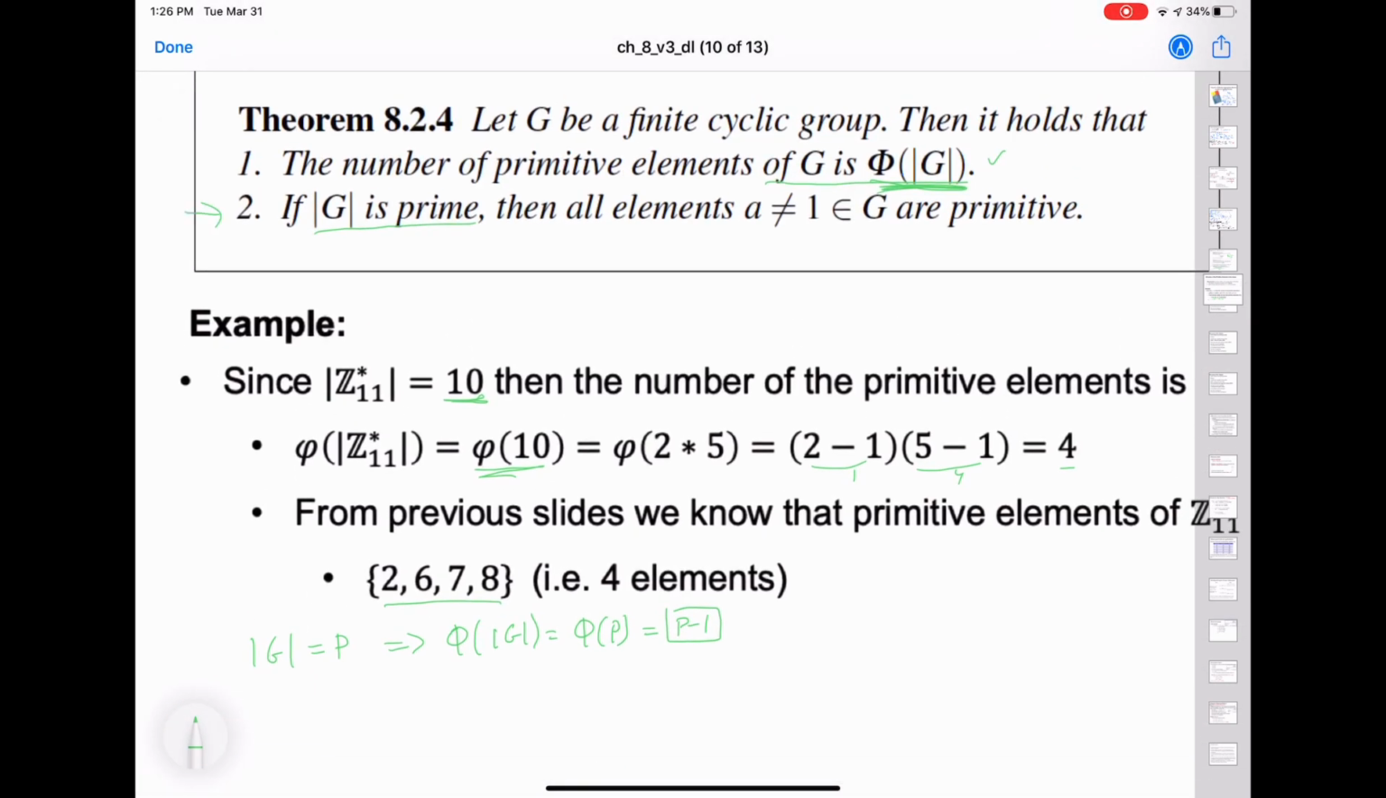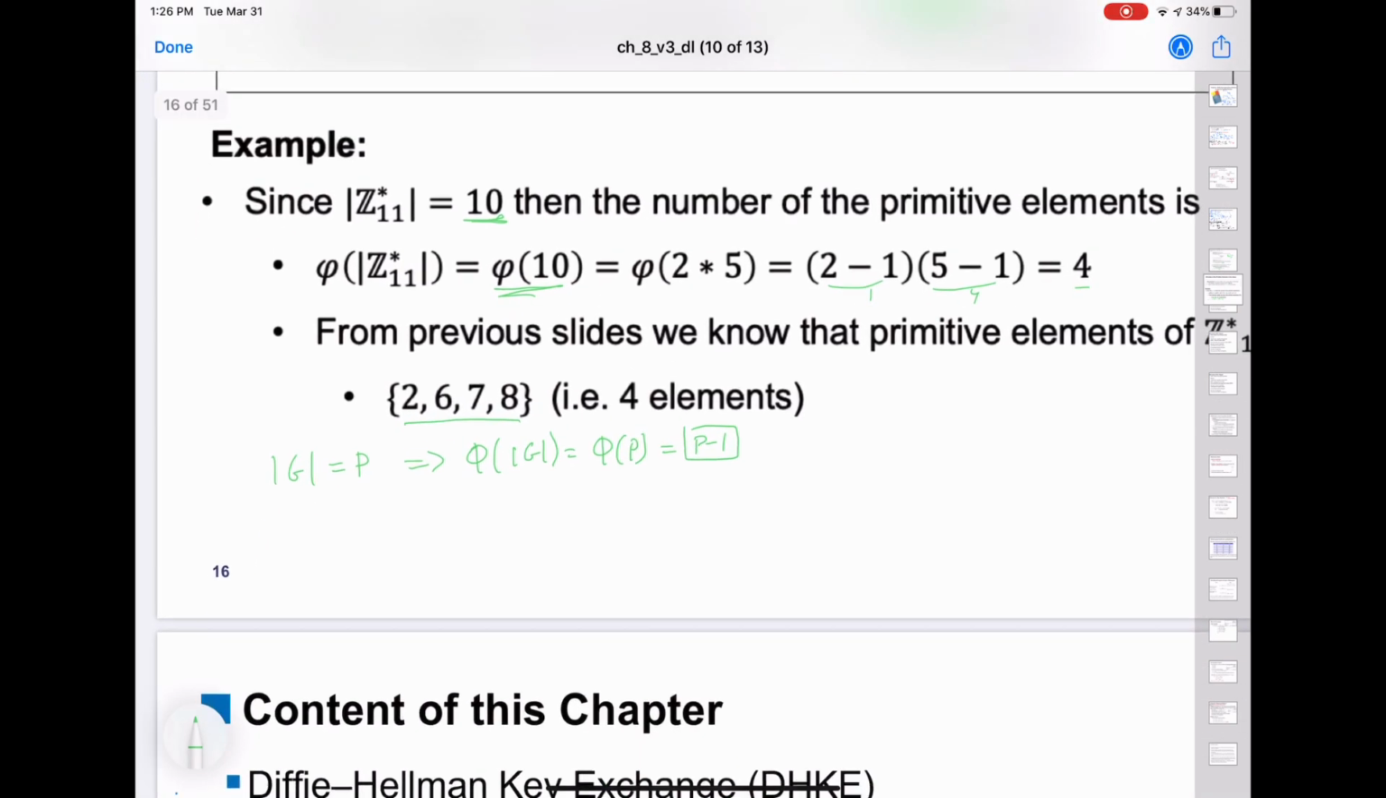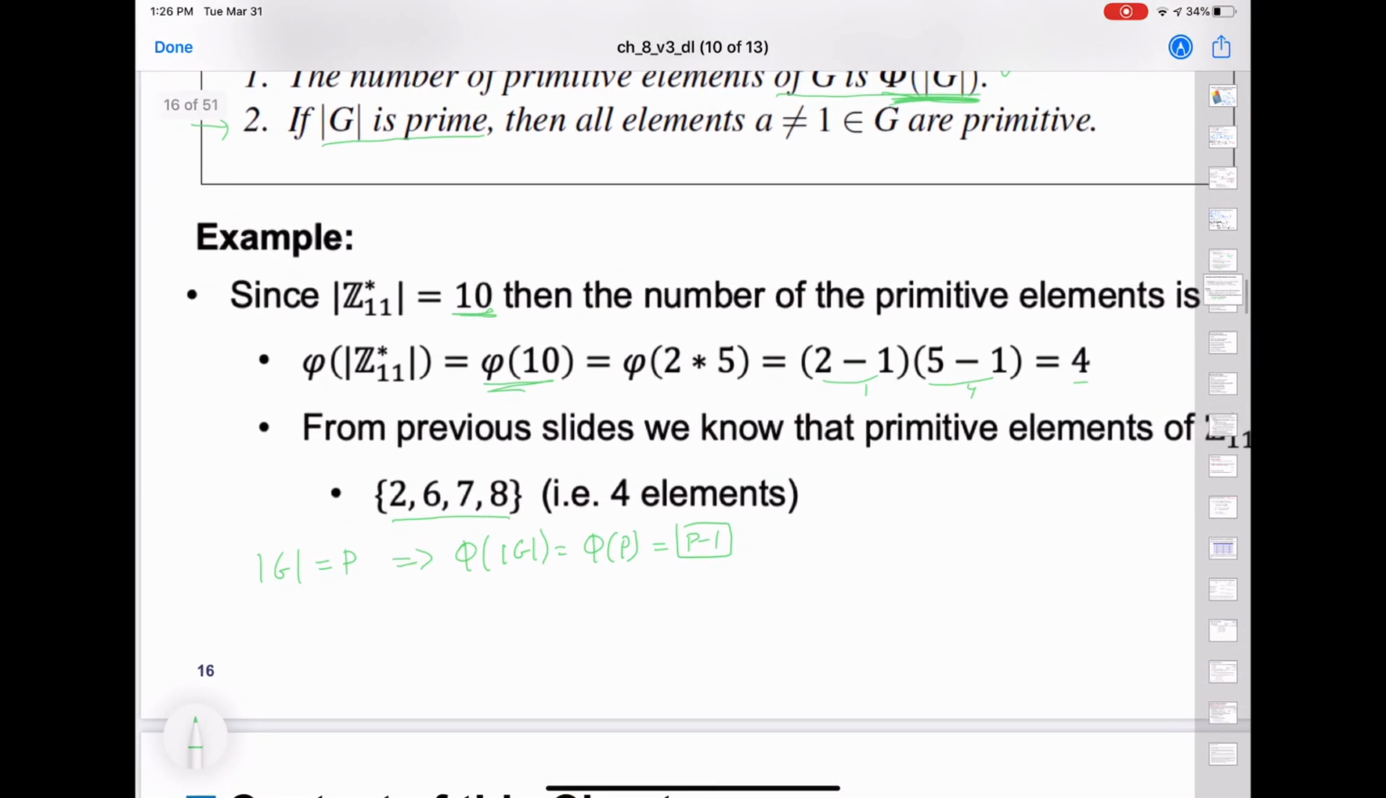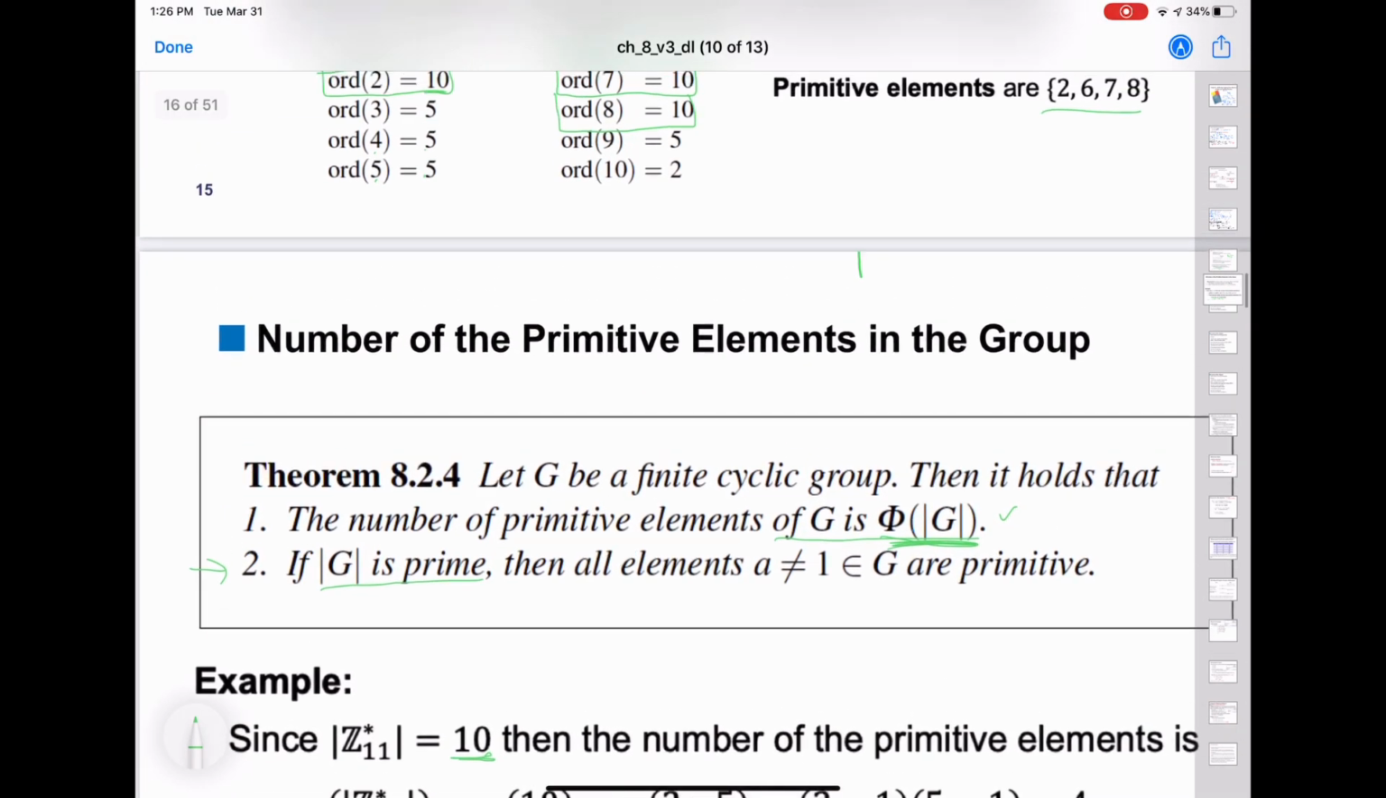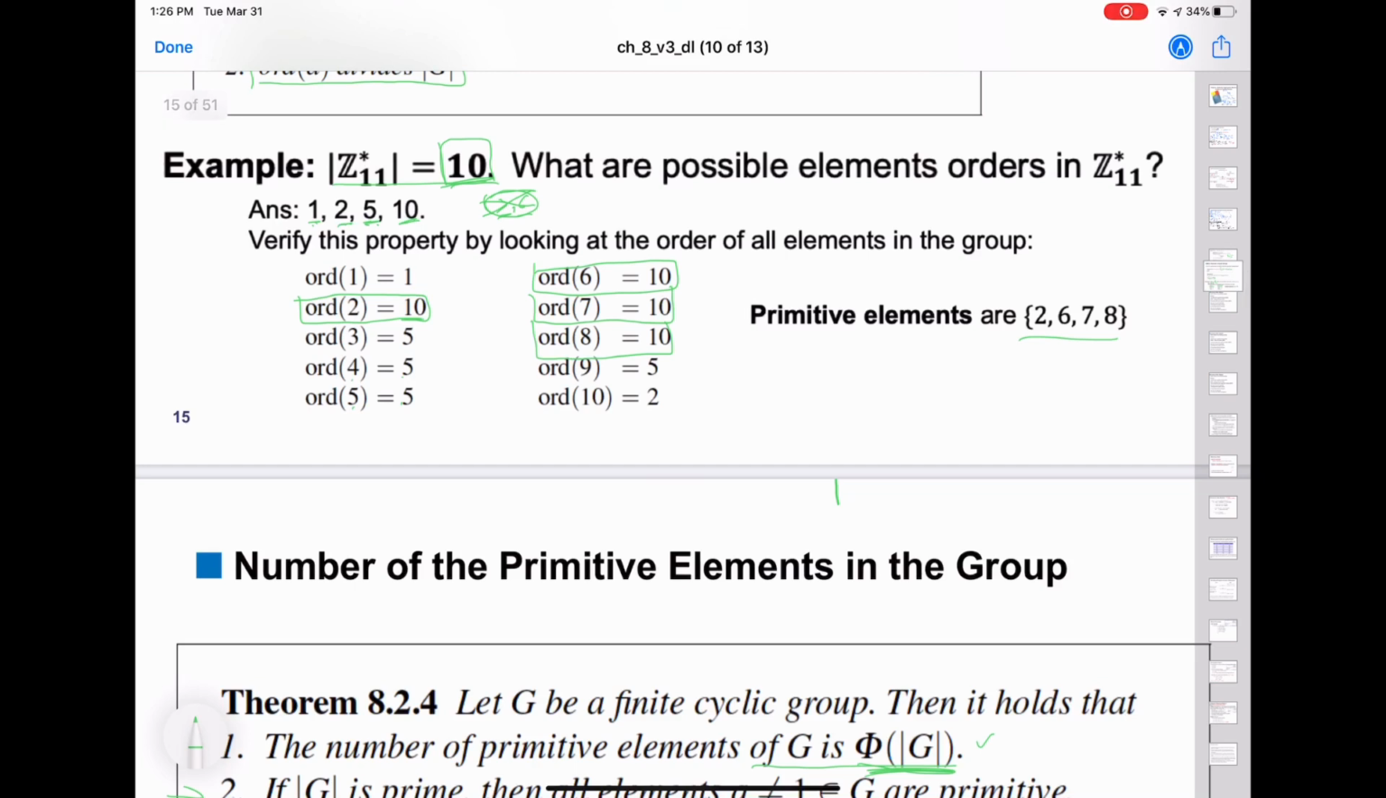Okay, now the next example you will do in your homework. How many elements are primitive? I want to find how many elements have order 10. We did it. Phi of 10 gave you phi of 2 times 5, which gave you 2 minus 1 times 5 minus 1, which is equivalent to 4.